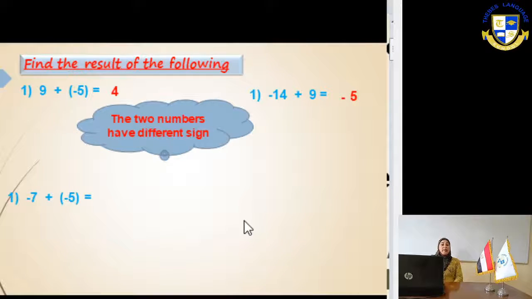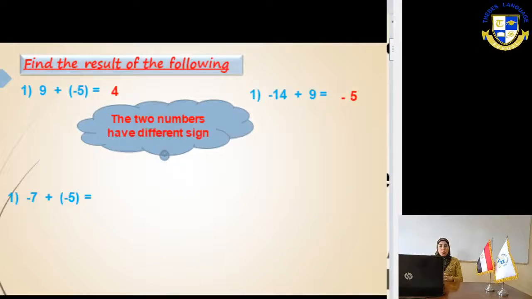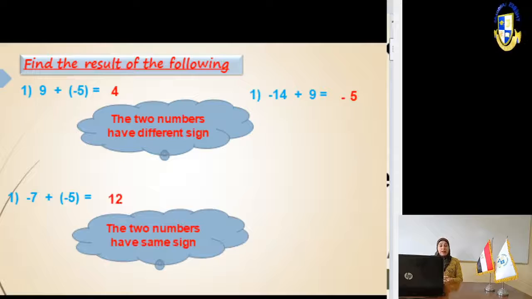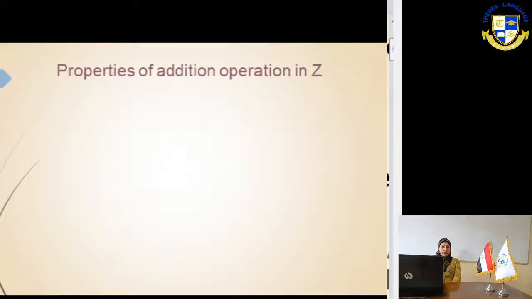Negative 7 plus negative 5 equals. Here I have two negative integers and I'm adding them. If I have the same sign, I'll add and put the same sign. So the answer here will be negative 12. Last example, 12 plus 10, two positive integers, add them as usual. It will be positive 22.